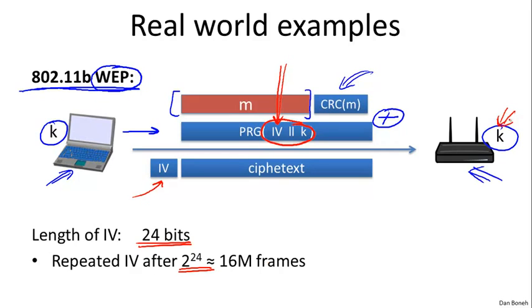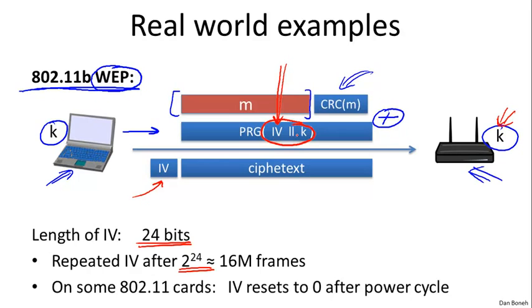And as a result, the same key, namely IV concatenated K, would be used to encrypt two different frames, and the attacker can then figure out the plaintext of both frames. So that's one problem. And the worst problem is, in fact, that on many 802.11 cards, if you power cycle the card, the IV will reset back to 0. And as a result, every time you power cycle the card, essentially you'll be encrypting the next payload using 0 concatenated K. So after every power cycle, you'll be using the 0 concatenated K key to encrypt many, many, many times the same packet.